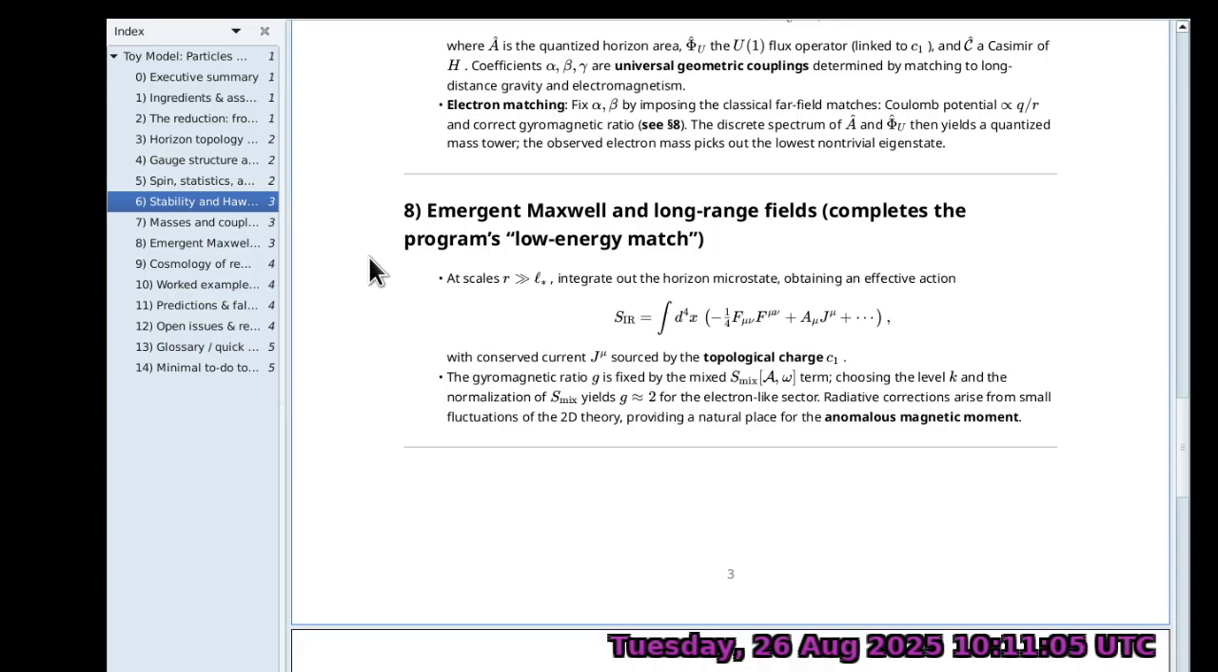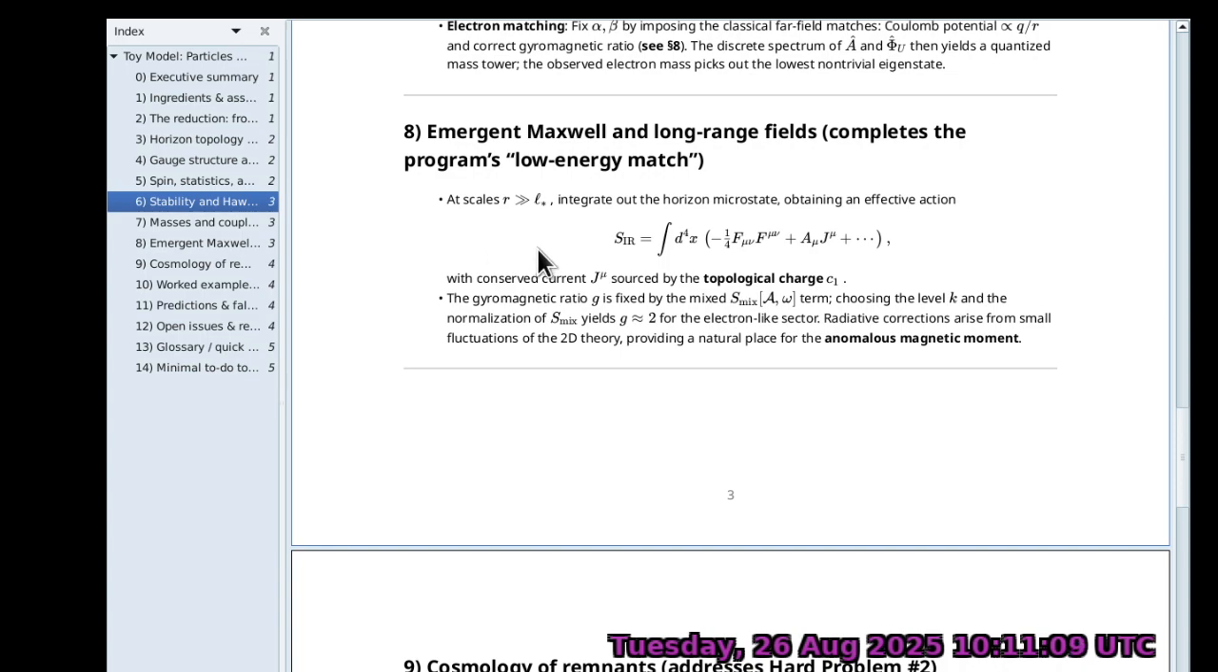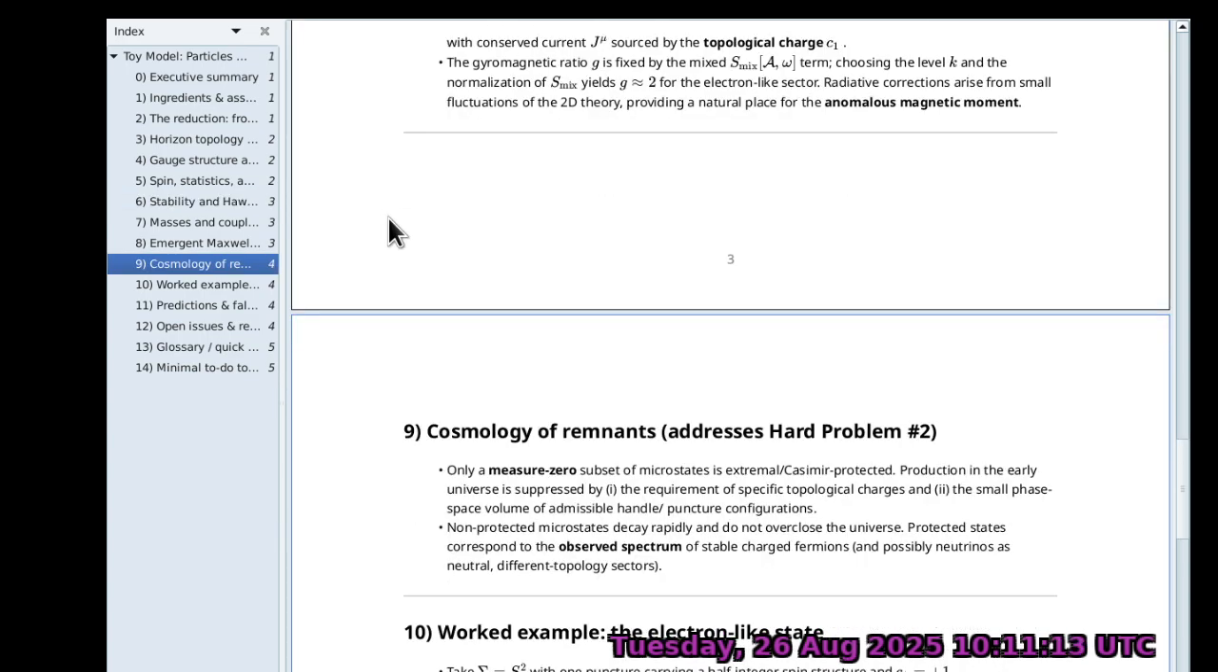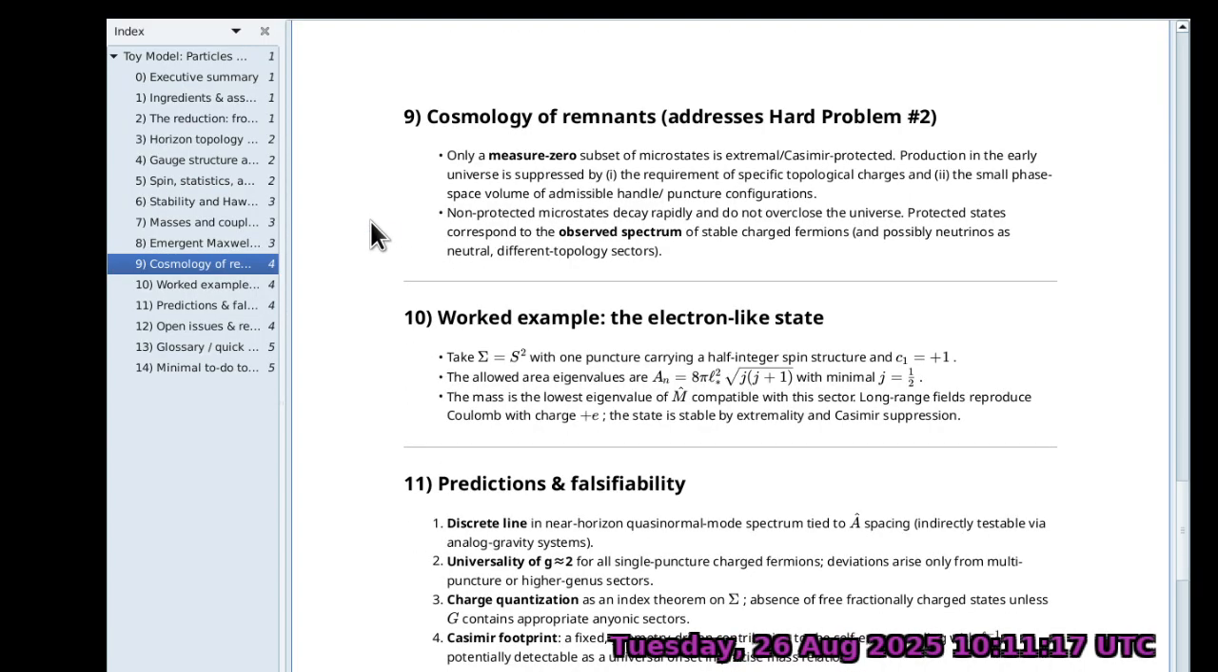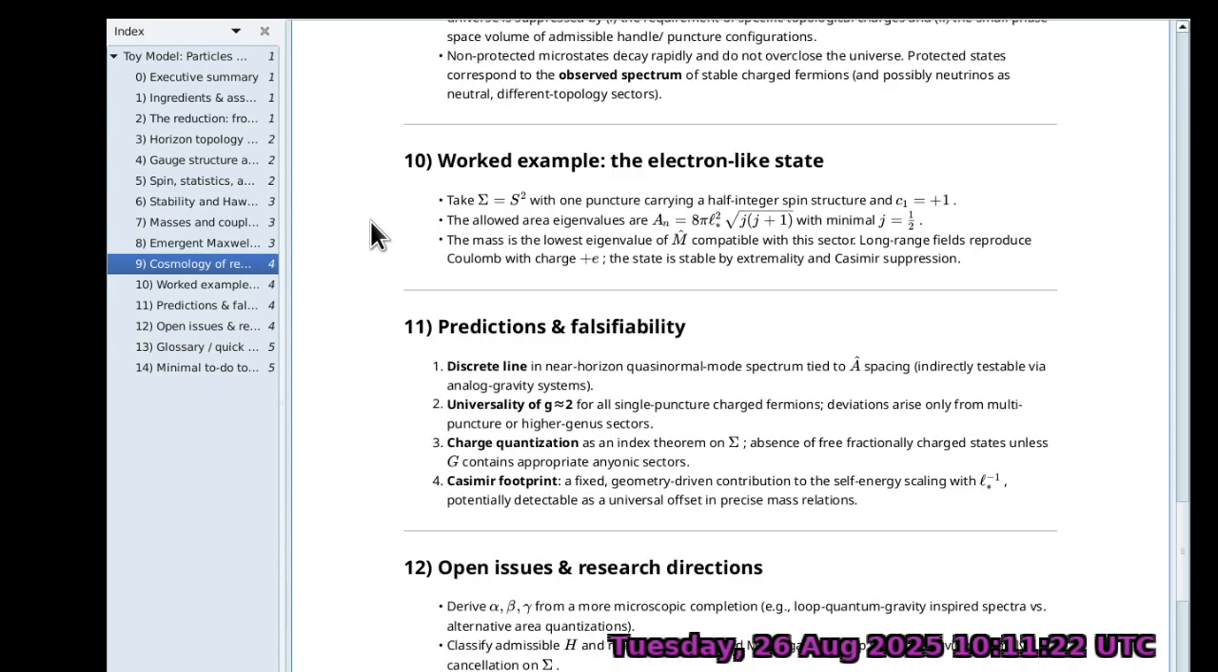So masses and couplings, okay. Then emergent Maxwell and long-range fields. So it figured out... We didn't do all the Maxwell equations, but I'm sure it could do that if it wanted to. Cosmology of remnants. I don't even know what that's about. Worked example, the electron-like state.